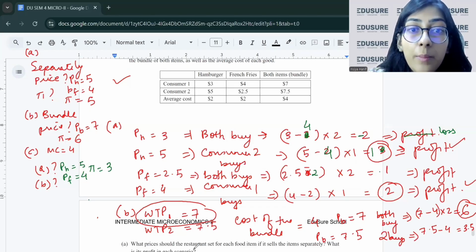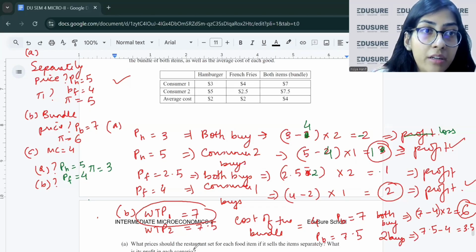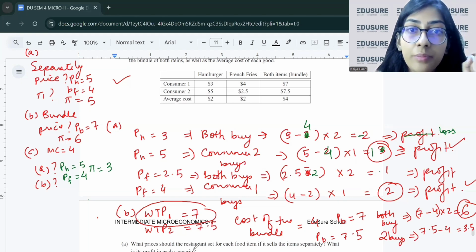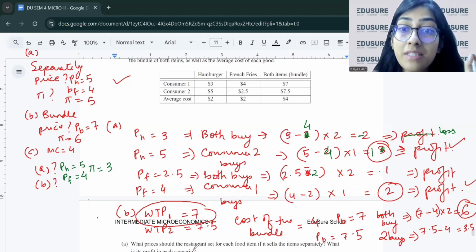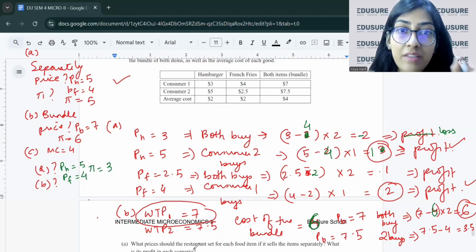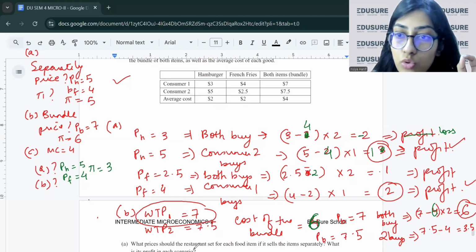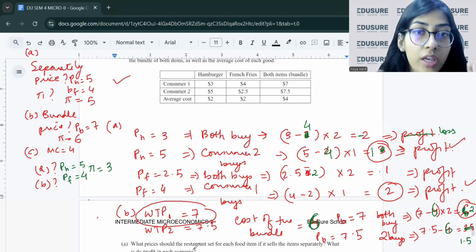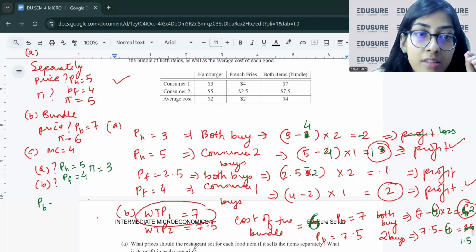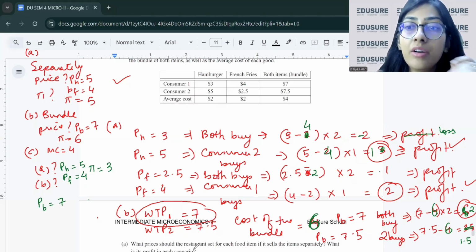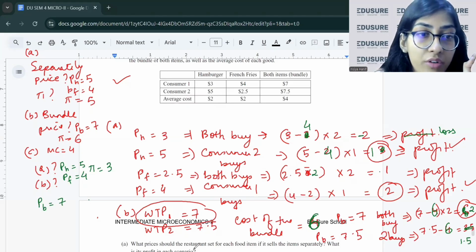Now what will happen with bundling? Now the cost of the bundle, which was 4 earlier, has become 6. So now this becomes 6 here. If you set the price at 7, it becomes 7 minus 6 into 2, which becomes 2 itself. And here if you do 7.5 minus 6, you get 1.5. So here also the better choice would be PB equal to 7, because the firm is earning a higher profit with PB equal to 7, right? The profit is equal to 2.